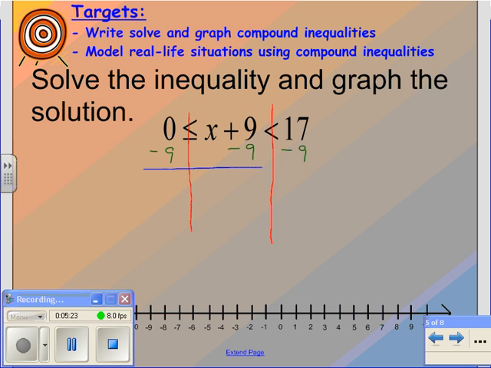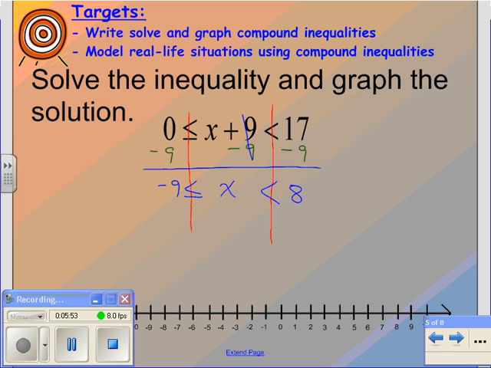So that's going to give me negative 9 over here. I'm going to bring down my inequality symbol of less than or equal to. I'm going to have my x in the middle because my 9s are going to cancel each other out. And then 17 minus, or I'm sorry, bring down this inequality symbol. That's going to be less than there. And then 17 minus 9 is going to be 8.